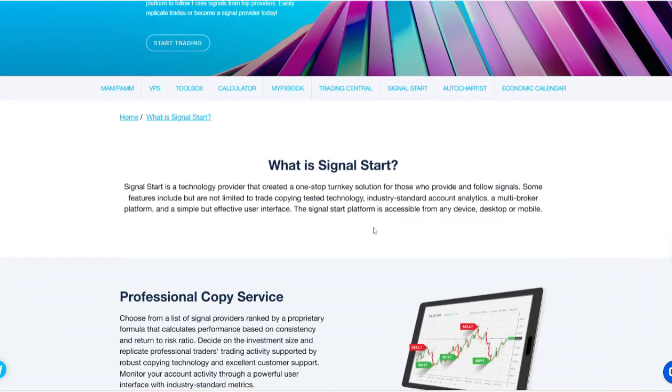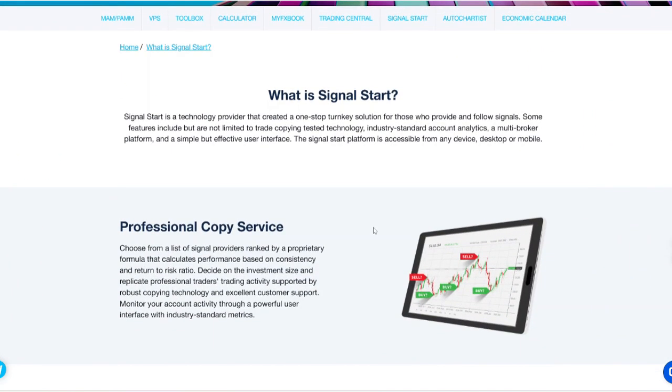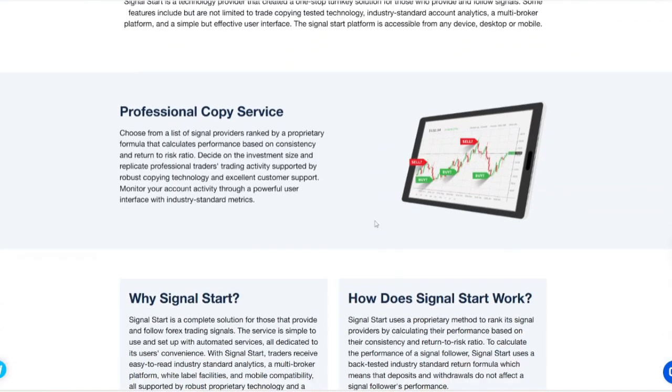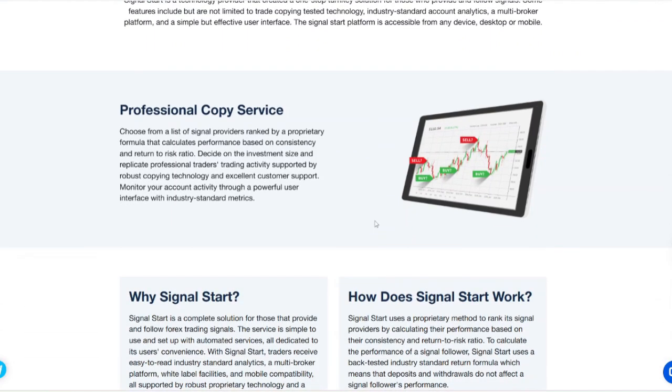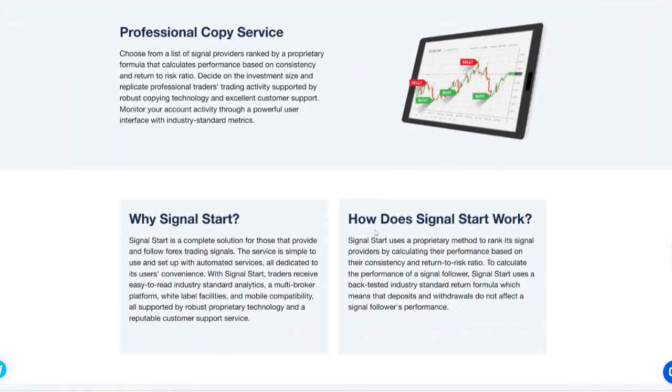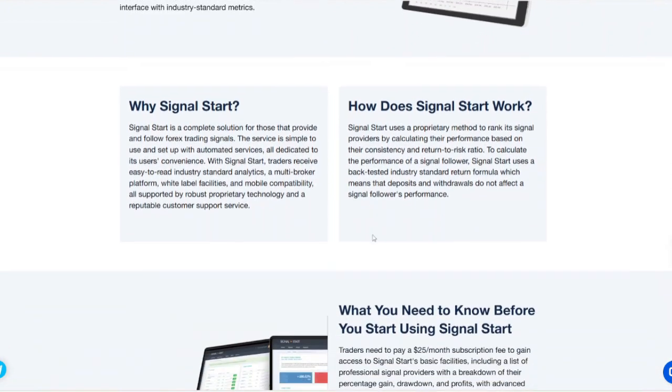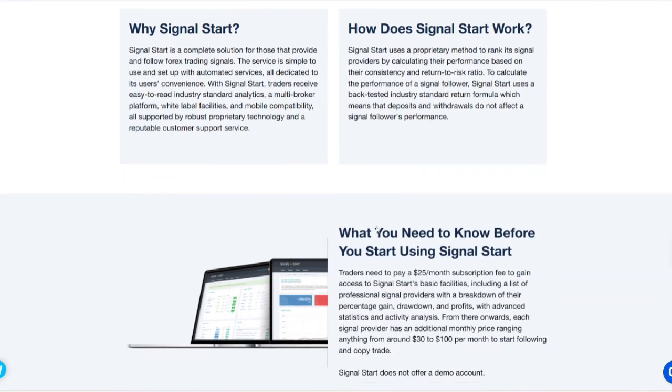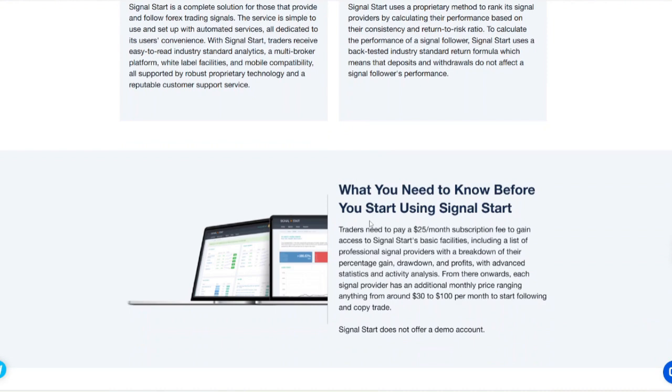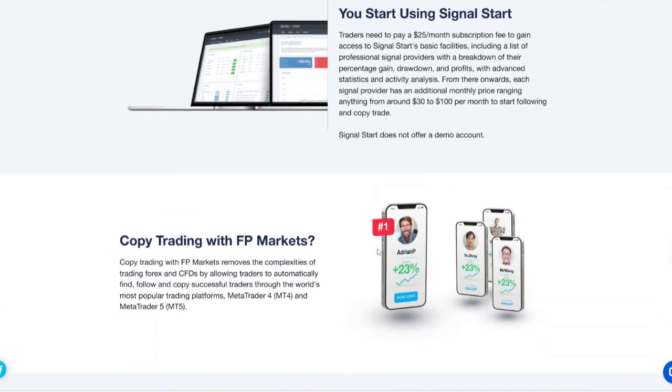Risk control and allocation options. Even though the trading is automated, you're still in charge of how much risk you take. You can allocate a specific percentage of your balance to a trader, set maximum trade sizes, and use filters to control how closely you copy their trades. This way you can mirror a professional while still protecting your capital.